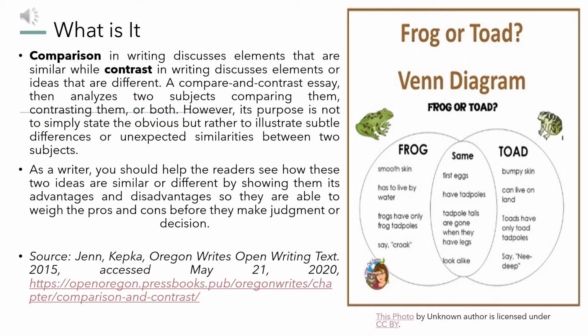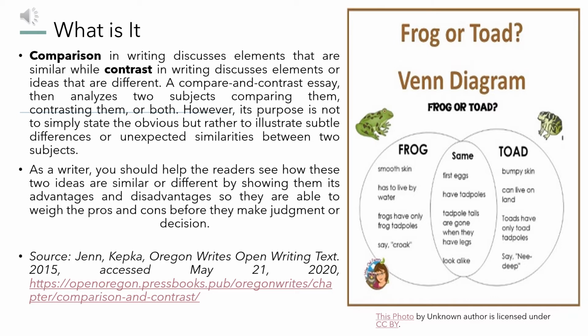So this time, under comparison and contrast, the target as you write this paragraph is for you to present two subjects, two things or objects that are being compared and contrasted. But you don't just present the similarities or differences that are already obvious, but your goal there is to what? Is to illustrate differences or unexpected similarities between the two subjects. Okay? So, as a writer, you should help the readers see how these two ideas are similar or different by showing them its advantages and disadvantages so they are able to weigh the pros and cons before they make judgment or decision. Okay?